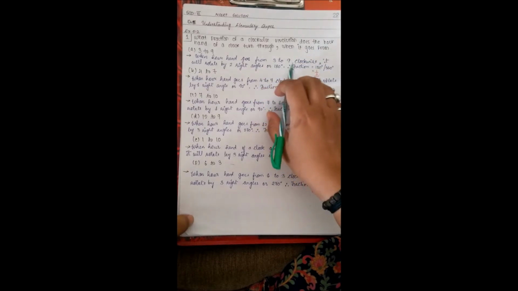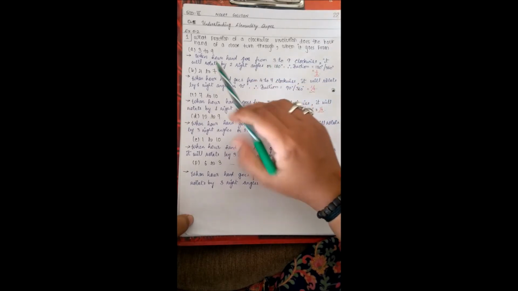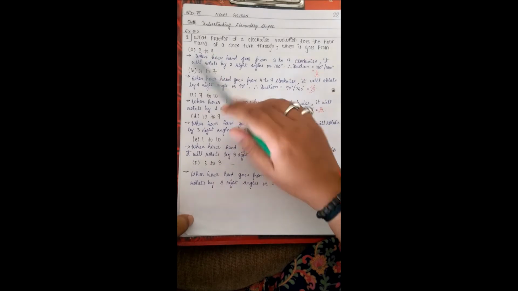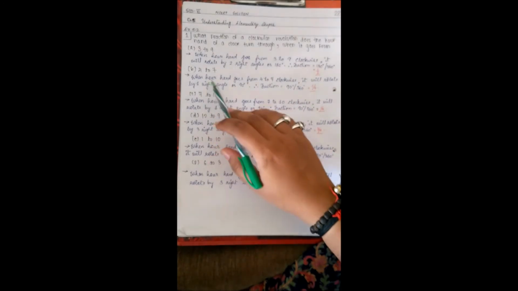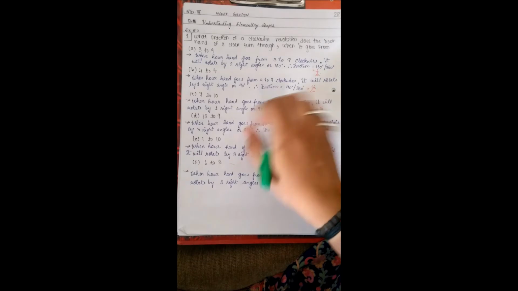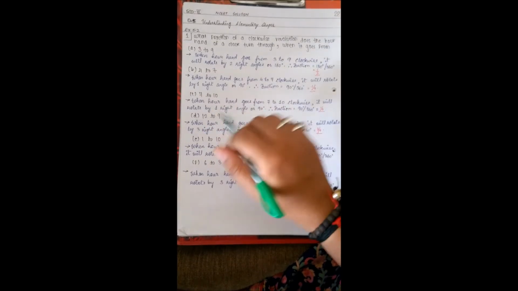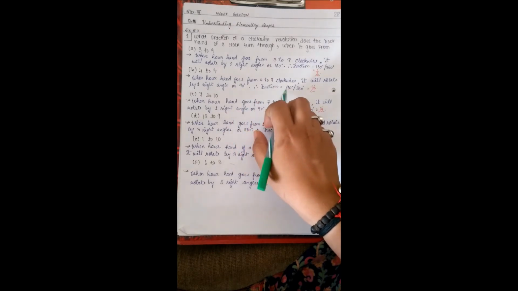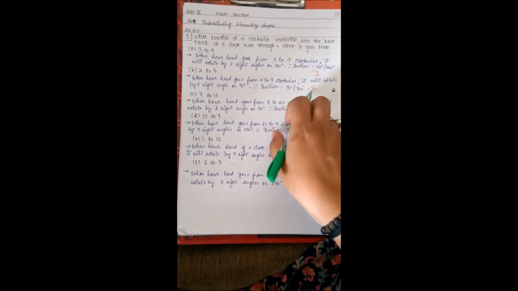So 3 to 6 is the first right angle and 6 to 9 is the second right angle. So 90 plus 90 is 180 degrees if the hand goes from 3 to 9. Now next, the second one, 4 to 7. When our hand goes from 4 to 7 clockwise, it will rotate by one right angle or 90 degrees. Only one right angle it will rotate. So the fraction will be 90 degrees upon 360 degrees. If we cancel 90 upon 360, we will get 1 by 4.